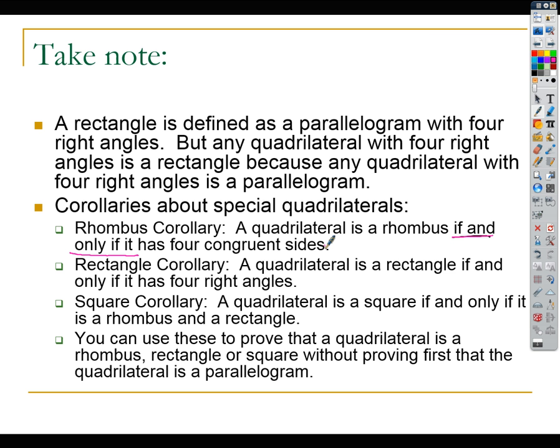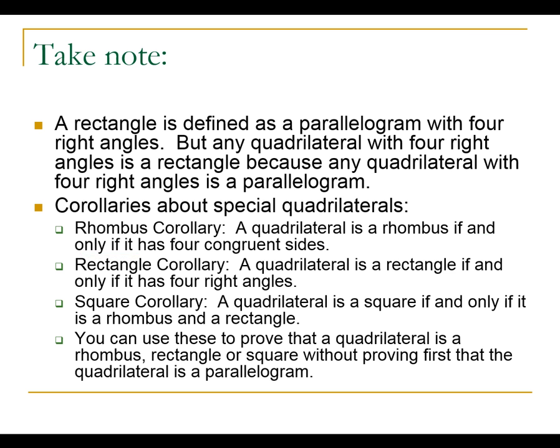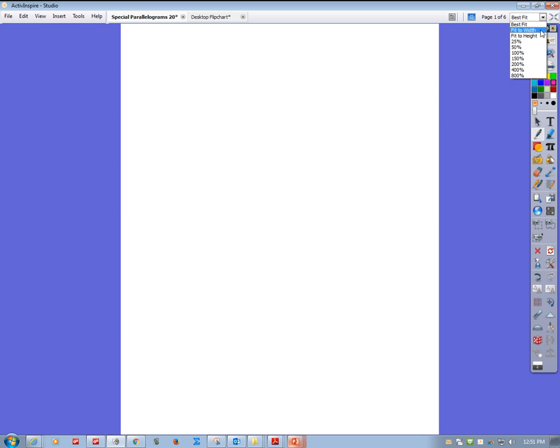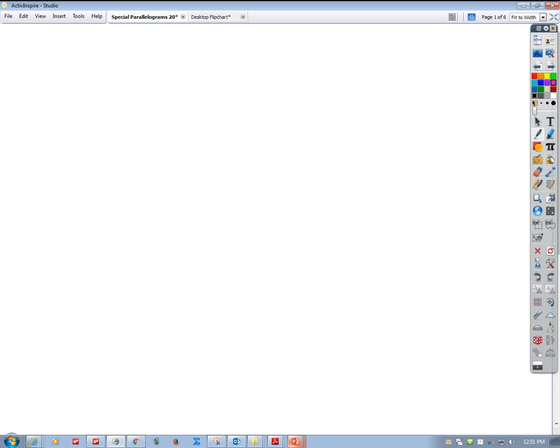How could you kind of visualize that? So we could say maybe like this. So we're starting off with a quadrilateral.